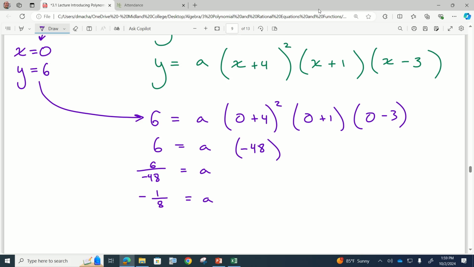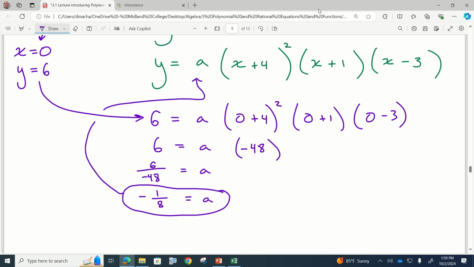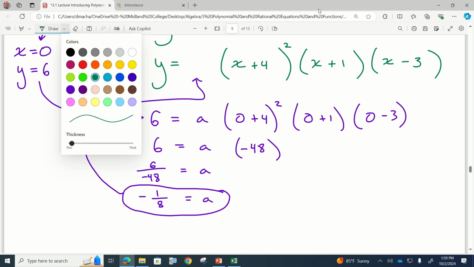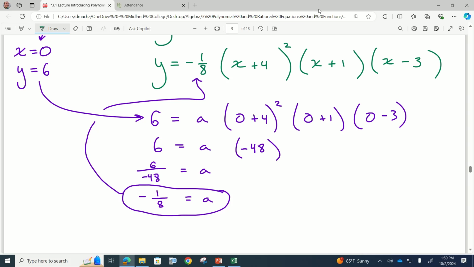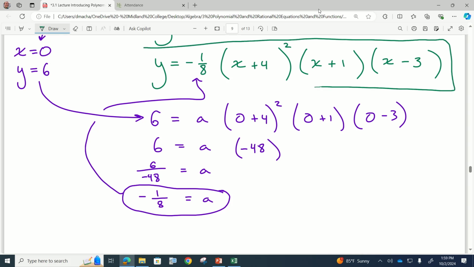Yeah. So a is negative 1 over 8. So right here, I'm actually ready to answer my question. I don't need to write an a here anymore, so I could erase that. And I could go back and put in my negative 1 over 8 right there where it belongs as my leading coefficient. And then I can circle it or put a box around it, because that's my answer.